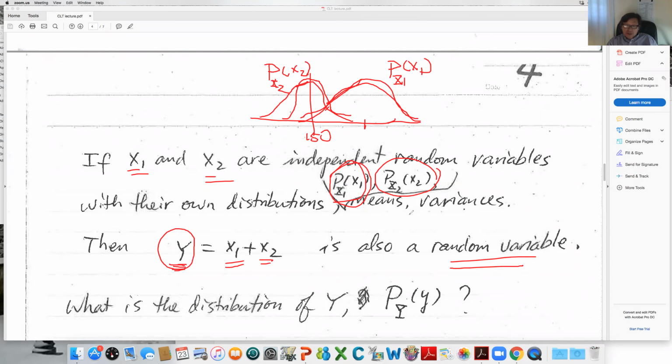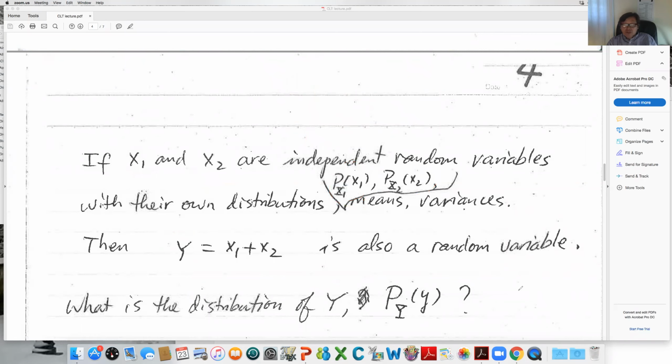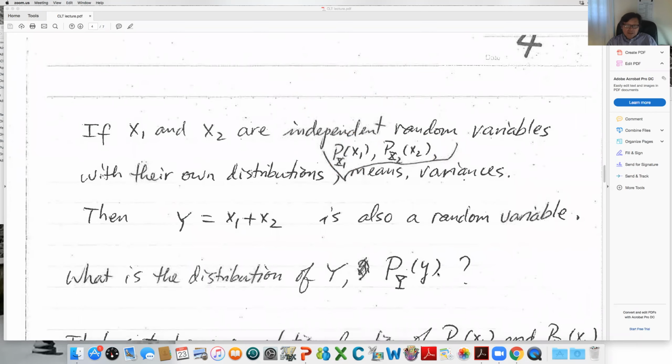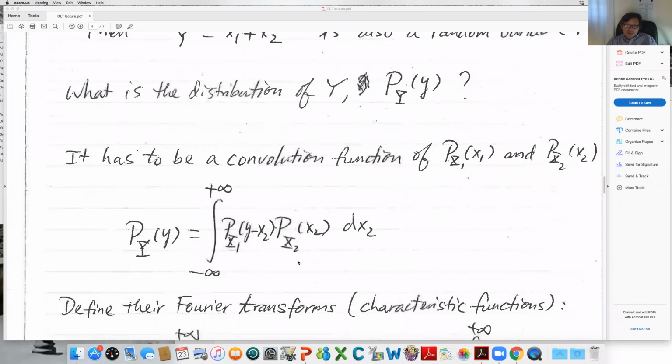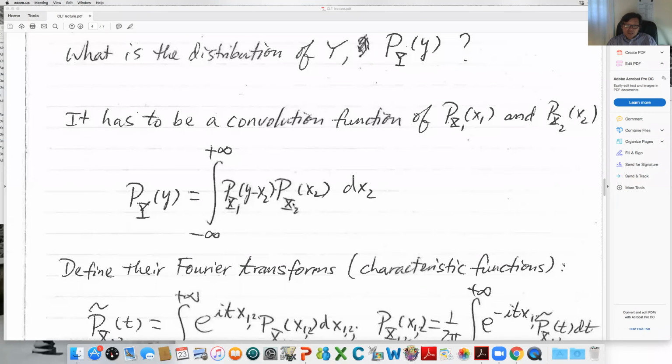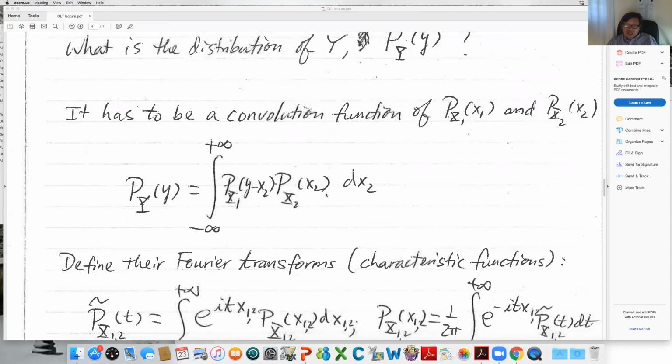So the argument is that this is going to be some kind of convolved function of these two distributions. So that's your intuition, and your intuition is correct. The distribution of y is going to be some convolved function of the two.